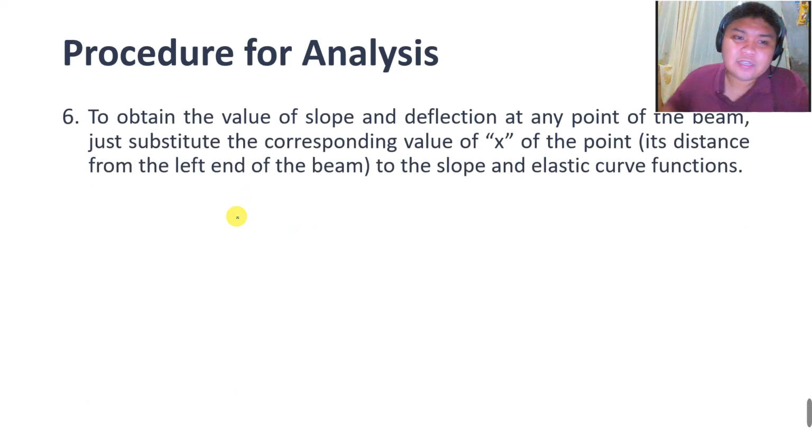So, next tayo for number 6. In order to obtain the value of slope and deflection at any point of the beam, just substitute the corresponding value of x of the point. So, the value of x, di ba, palagi naman na reference natin is its distance from the left end of the beam and to the slope and elastic curve equations or functions. Since nga ang madederive natin ay functions, f of x for the slope and deflection, so simply pag na-establish nyo yung equation, isubstitute nyo lang yung value ng x, then mahanap mo na yung slope, mahanap mo na yung deflection. So, ganun lang yung process natin dito, class, di ba?